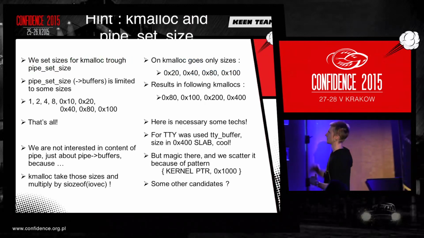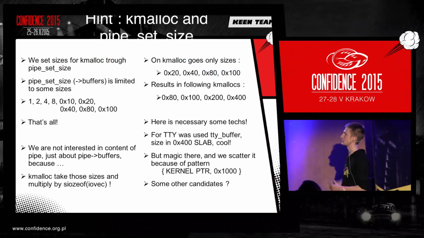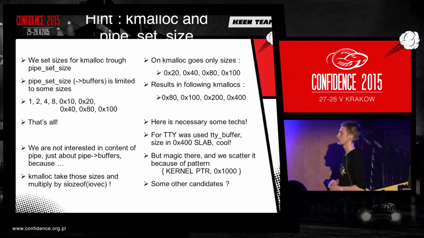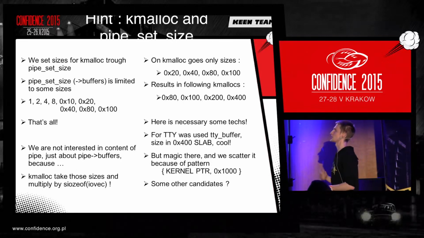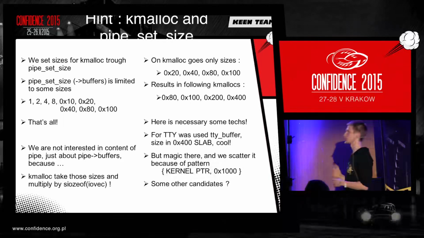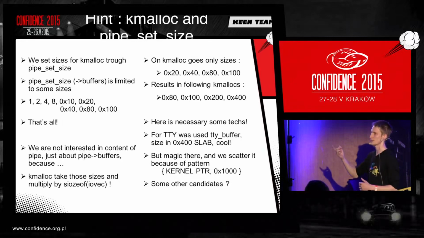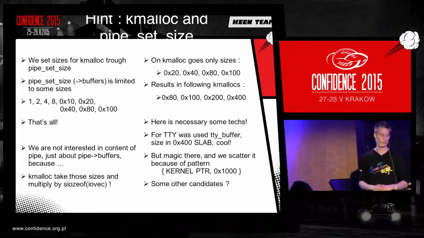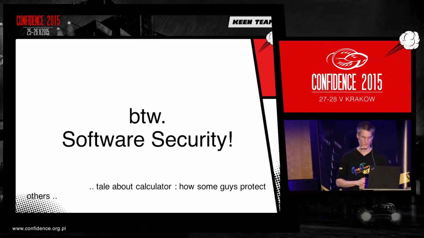I said that for TTY it was the TTY buffer, but we need to introduce some other thing. When you can control the buffer, it's only within a limited scope, because you can't overflow into every size, but only some specified sizes, which are 16, 32, and so on, multiplied by the size of a pointer. So you end up with a limited set of slabs which you can use, and for this, you need to find your target.